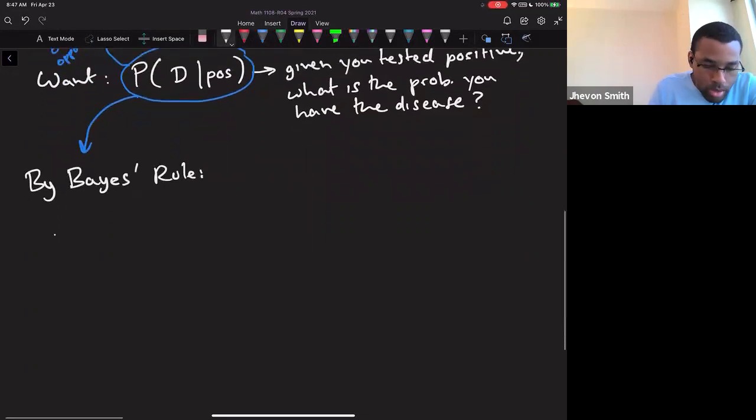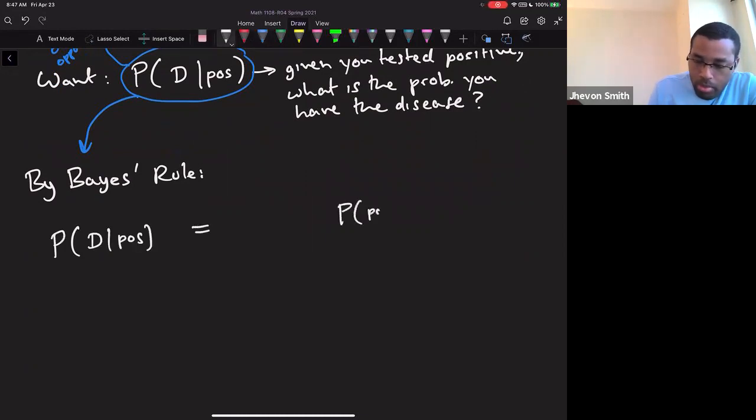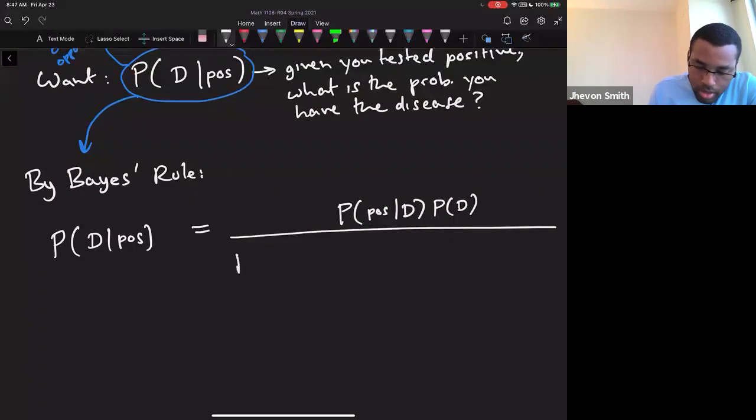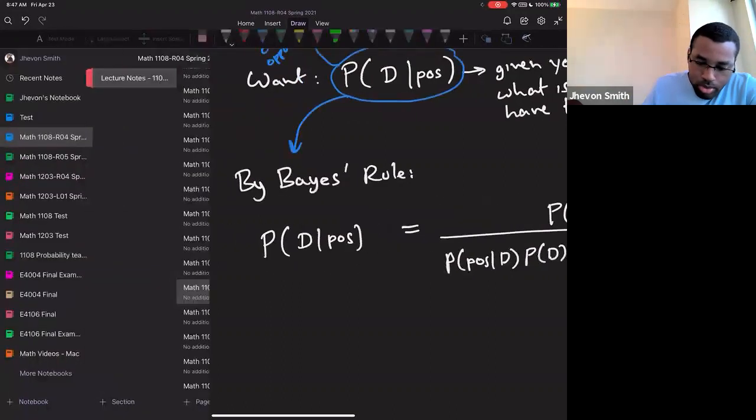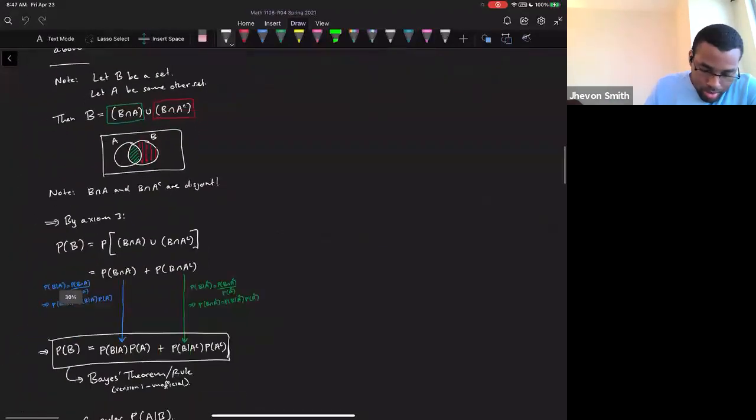Now, by Bayes' rule, the probability of disease given positive is going to be equal to the probability of positive given that you have the disease times the probability of having the disease, over the probability of positive given that you have the disease times the probability of having the disease, plus the probability that you test positive given that you don't have the disease times the probability of not having the disease. Right, so that was Bayes' rule. Pretty sure that you guys saw that one.